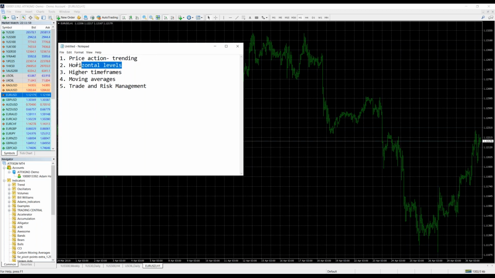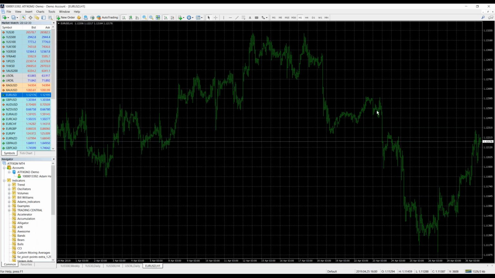Then we're going to talk about horizontal levels, so that the most experienced traders can literally just trade with those two items and make money. That's all they need, because at the end of the day, that is the most important information on any given chart. Then we're also going to talk about higher time frames, moving averages to help us identify entry opportunities, and trade and risk management. This is relevant especially for beginners. We've got about 48 minutes, give or take, in which I'm going to brain dump a lot of information on you. Hopefully you're ready for that.